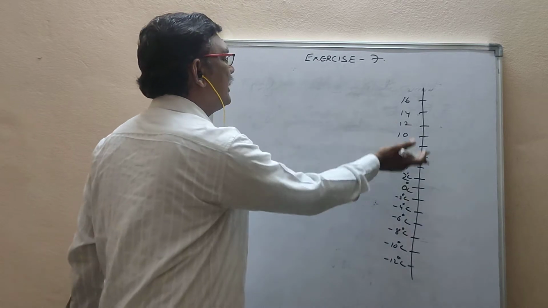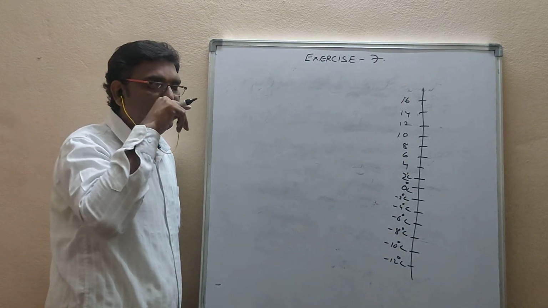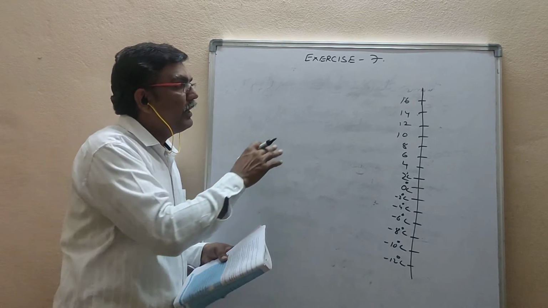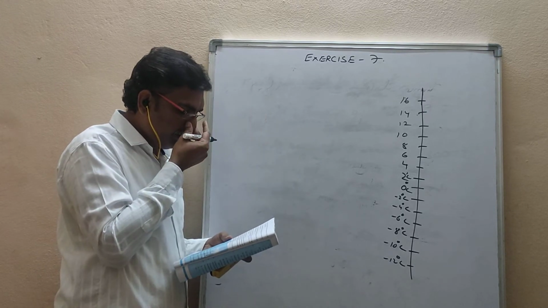So above 0, below 0. Below 0 means you will have negative symbols and above 0 means you will have positive symbols. Okay. For understanding purpose only I wrote like that. Okay. Now we will read the problem.